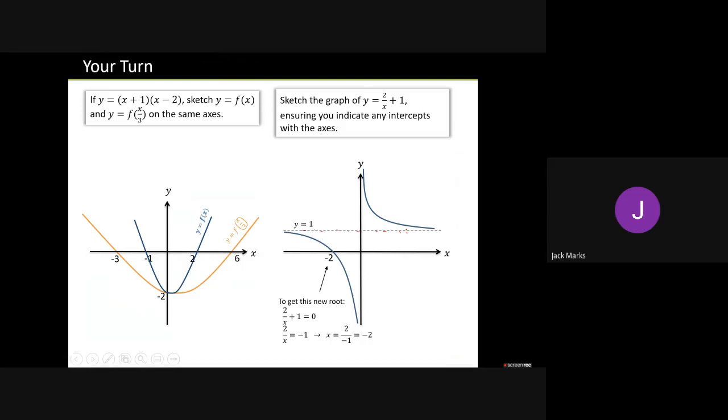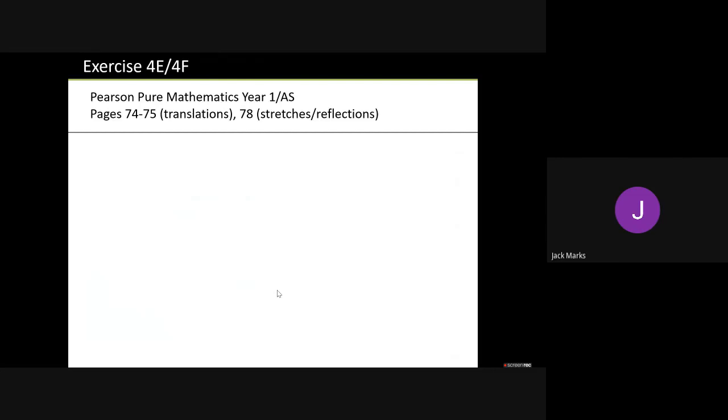Notice also that when you shift reciprocal graphs, you start to get intercepts. And this clears you to do questions in exercise 4E and F.